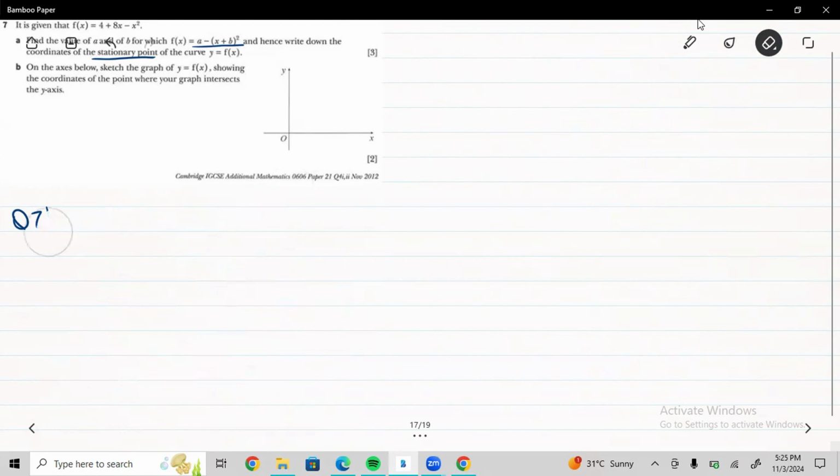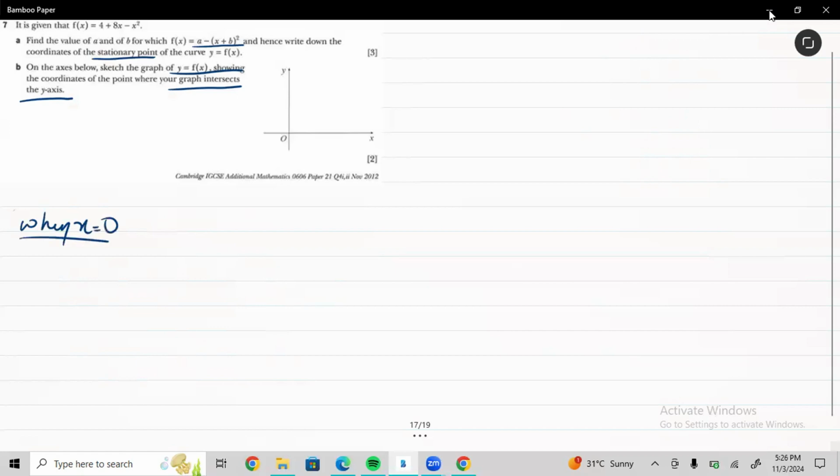Okay, proceeding on to part B. On the axis below, sketch the graph of y is equal to f(x). Find the coordinates of the point where your graph intersects the y-axis. So basically they're only asking us to find out the graph of y is equal to f(x), and we also have to show the point where the graph intersects the y-axis. When the graph intersects the y-axis, we know that x is equal to 0 at that point. So that's one of the main factors.